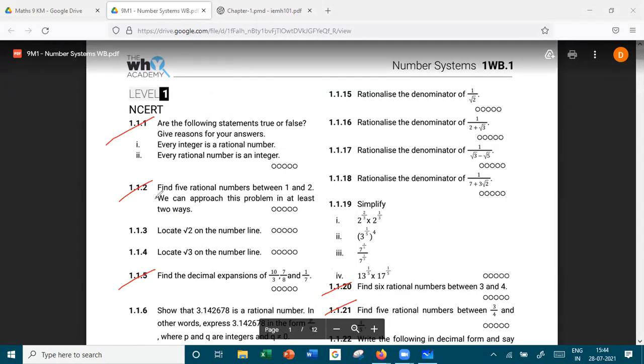Okay, let's take this one, 1.1.2. I'll show you how to solve these kind of questions. So our question is: find five rational numbers between 1 and 2.